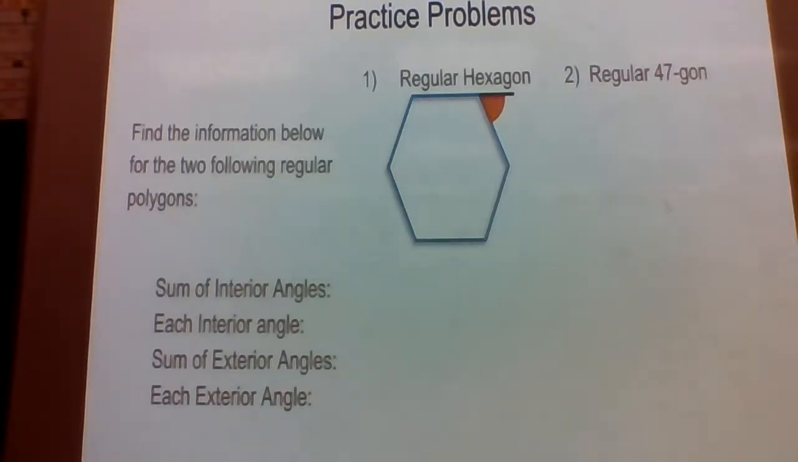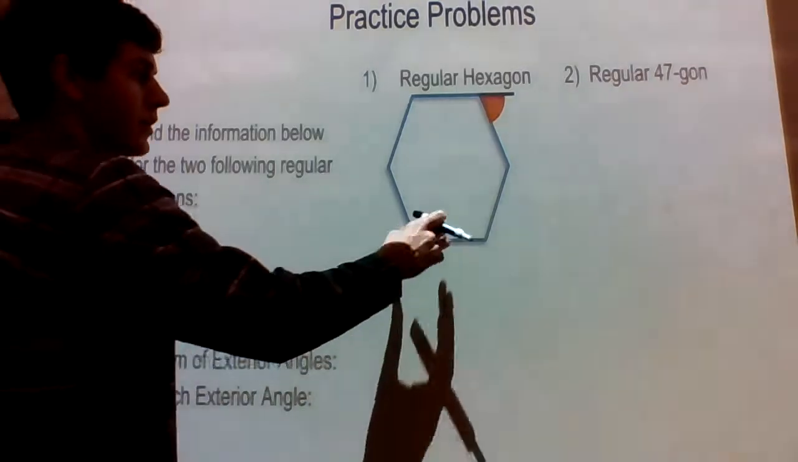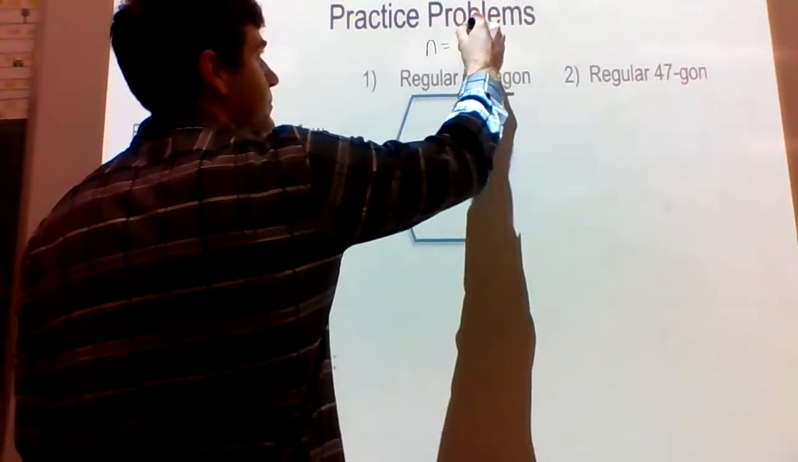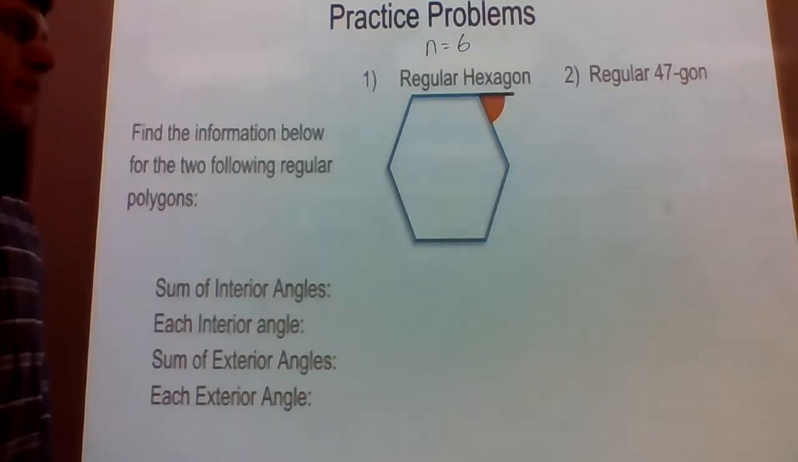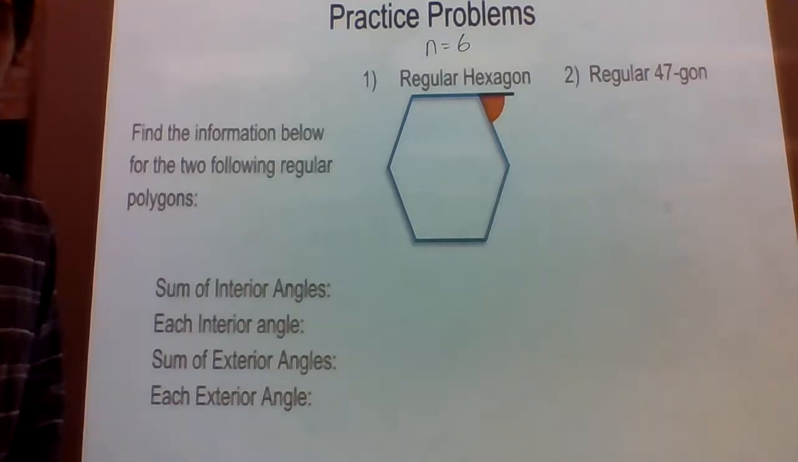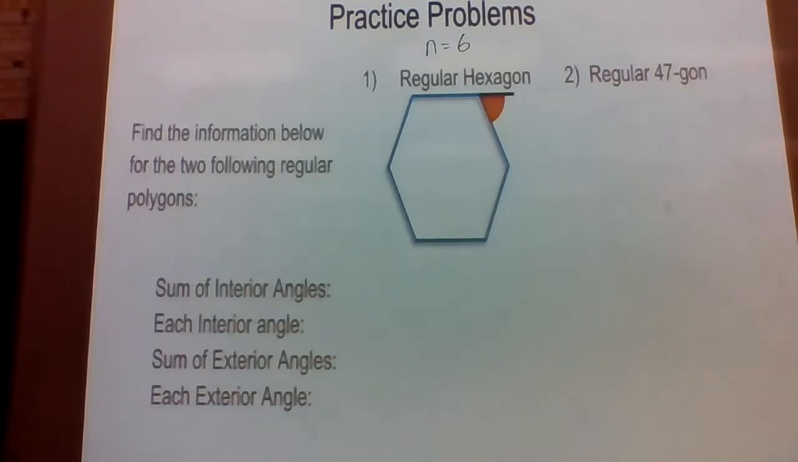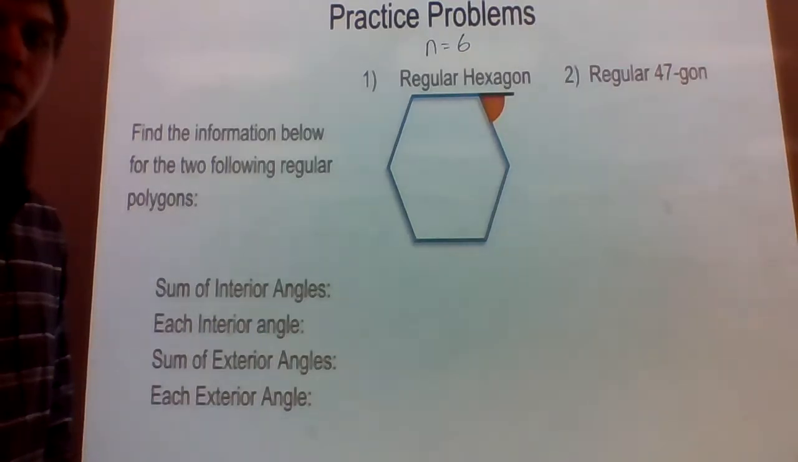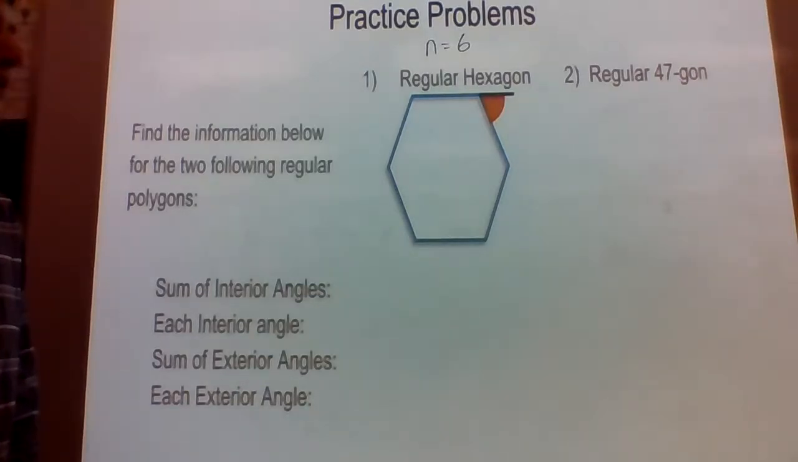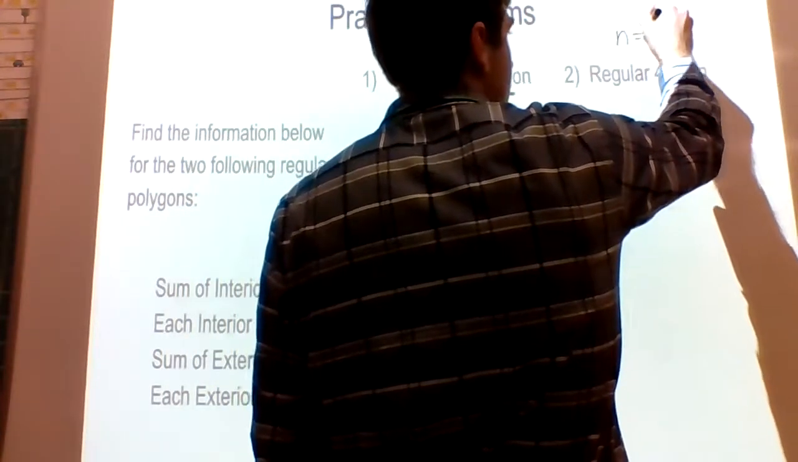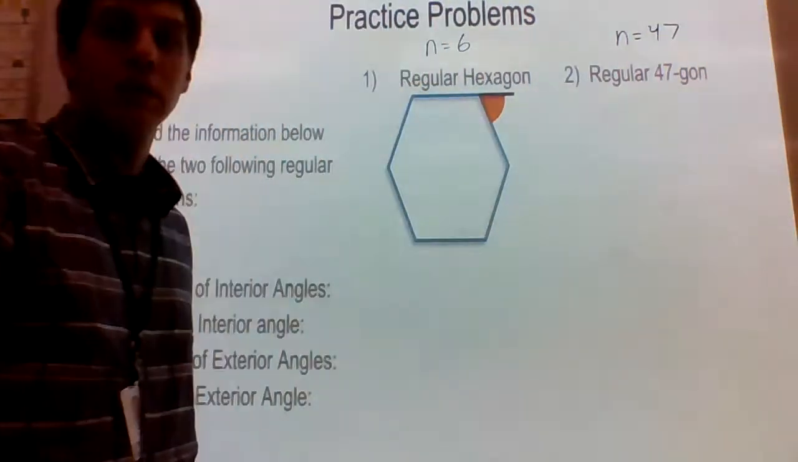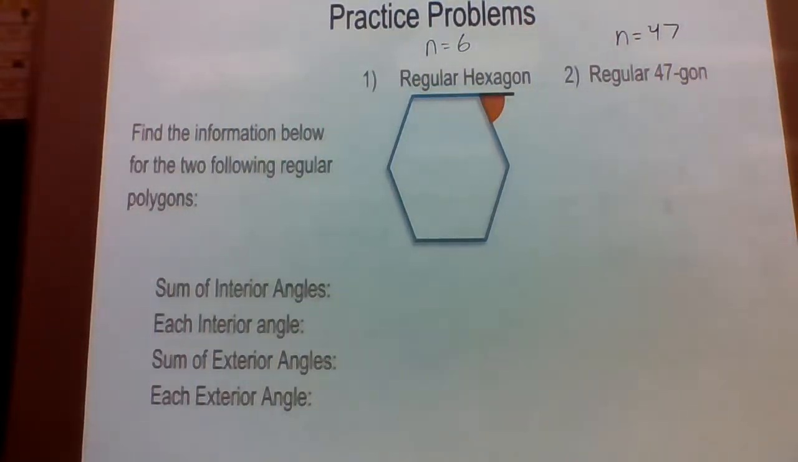Okay. So number 1 and 2, we have a hexagon. A hexagon is a 6-sided figure. It is a regular hexagon, meaning it has 6 sides that are equal in length and 6 angles that are equal in measure. So the angles and the sides of a regular polygon are all the same. A regular hexagon has 6 sides that are equal and 6 angles that are equal. A regular 47-gon has 47 sides that are equal and 47 angles that are equal as well.